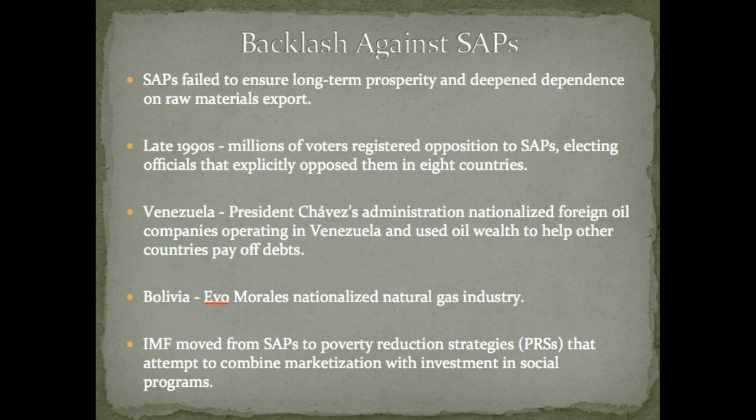There was a backlash against them, especially in Venezuela, where President Chavez nationalized foreign oil companies operating in Venezuela and used the oil wealth to help other countries pay off debts. In Bolivia, Evo Morales nationalized the natural gas industry. So you can think of propane or natural gas, huge reserves of it in Bolivia, and it's generated a lot of public funds to nationalize, the opposite of privatization.